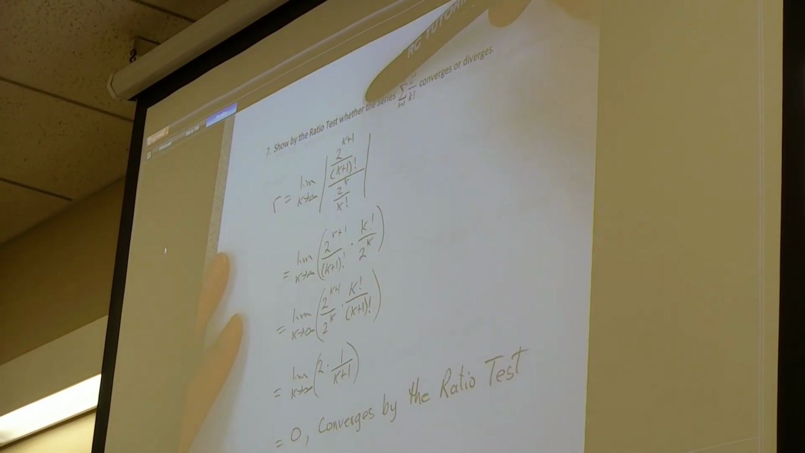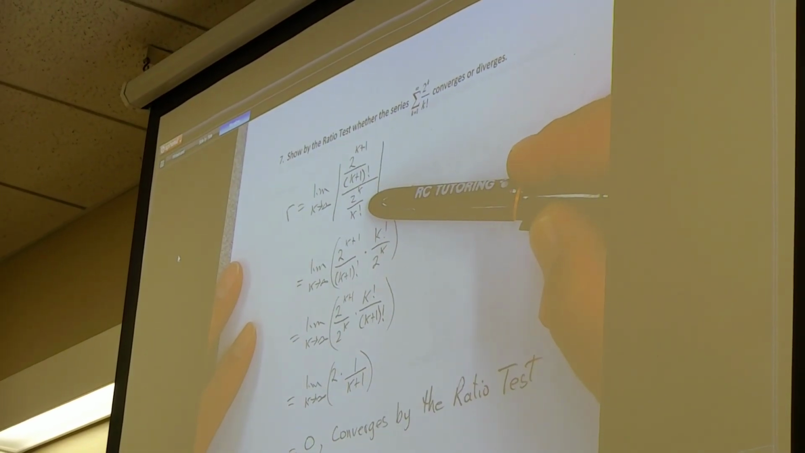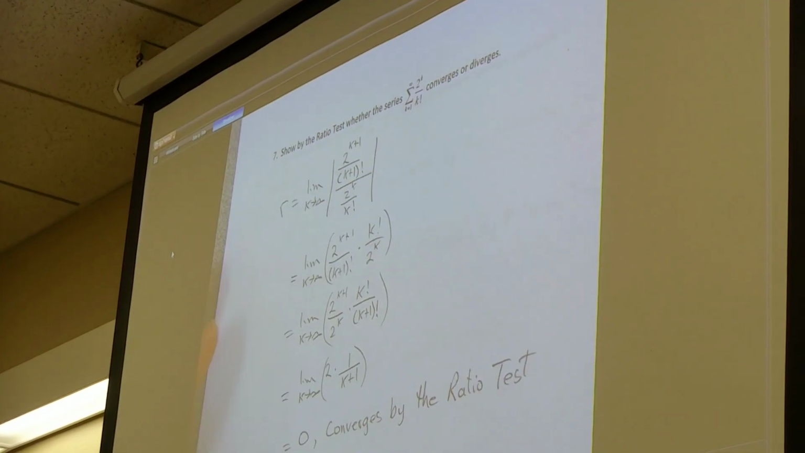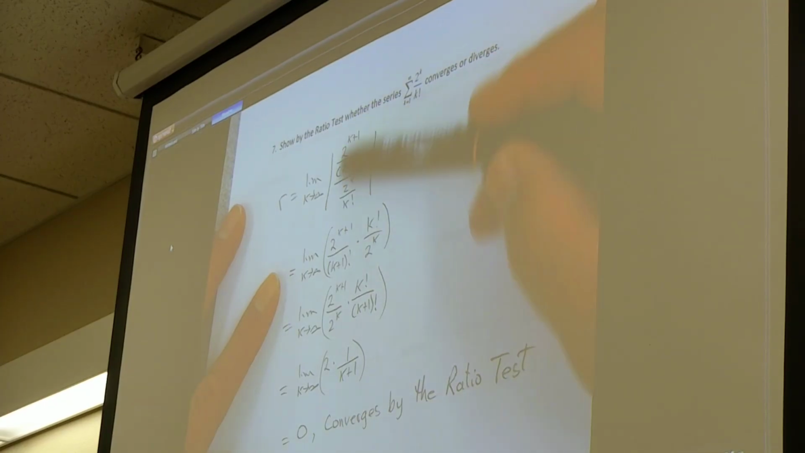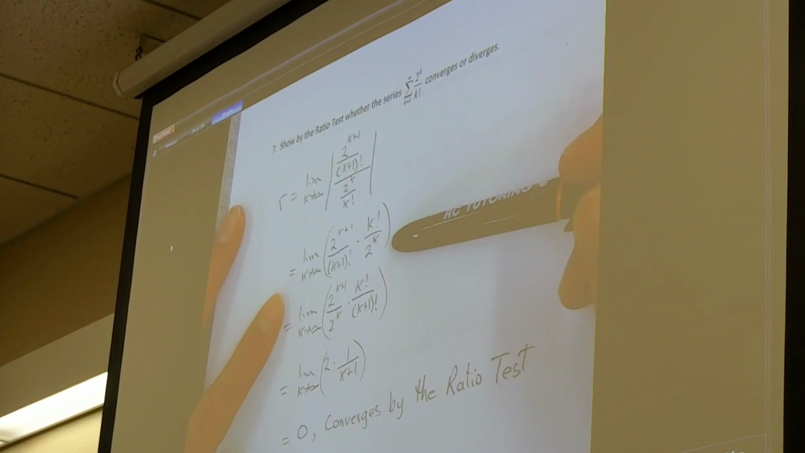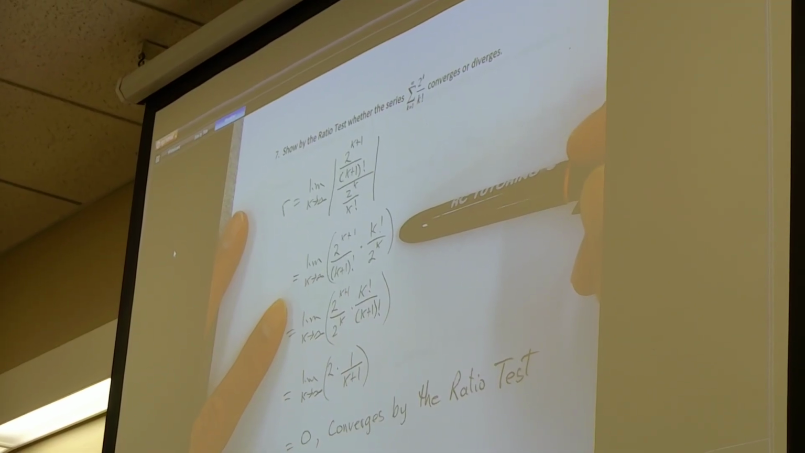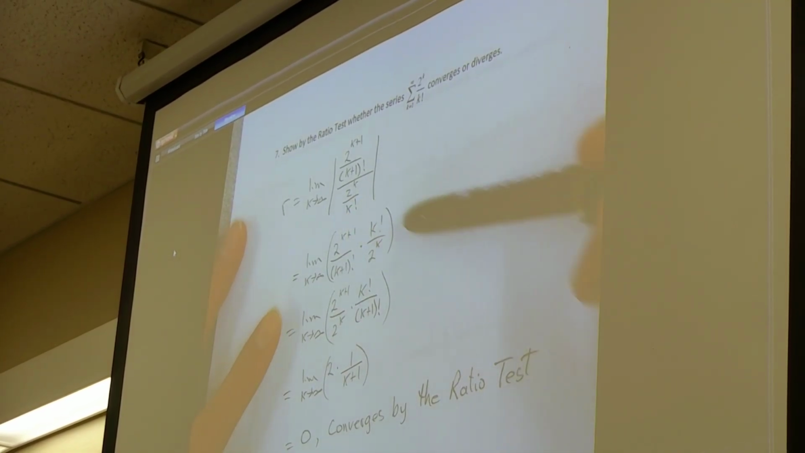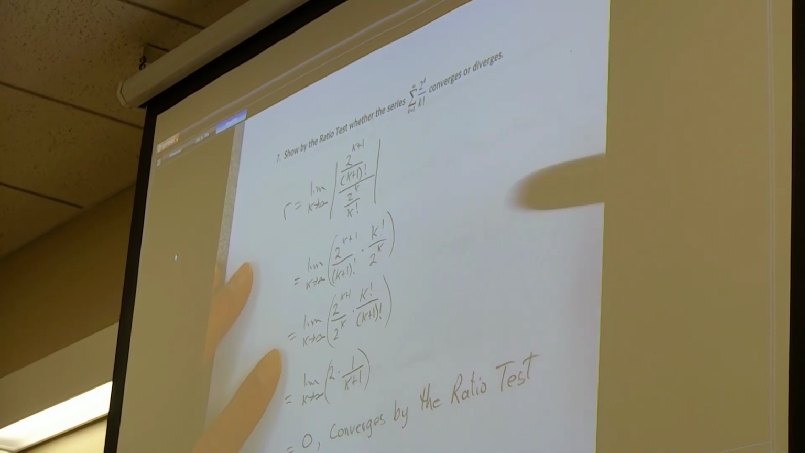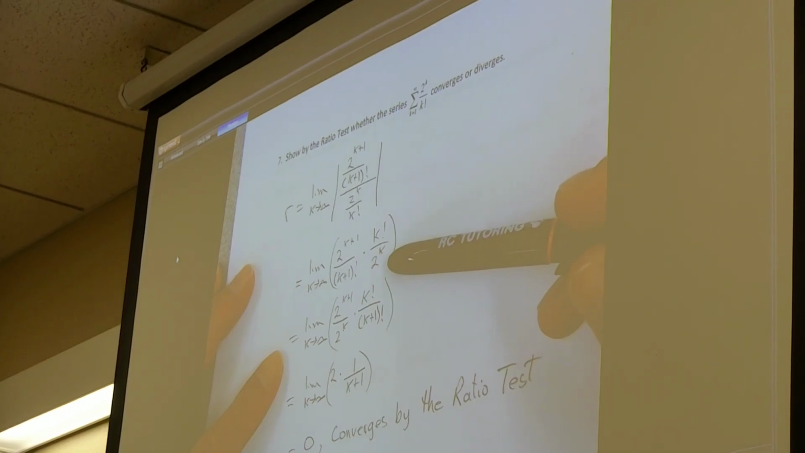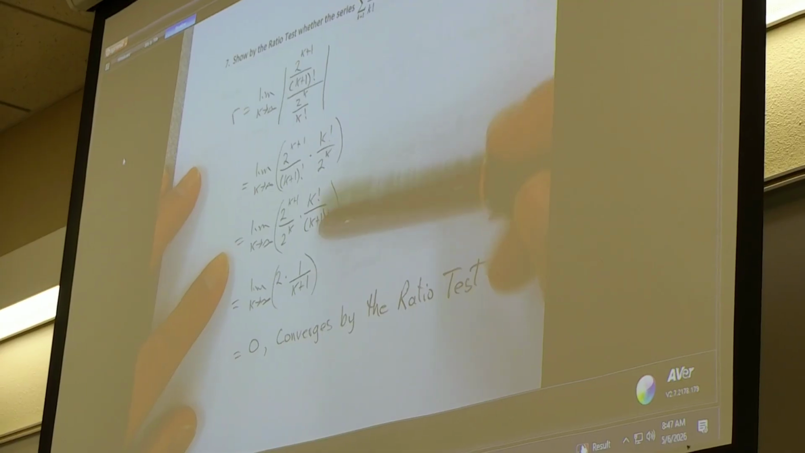Show by the ratio test. So we put the k plus 1 term on top, the k term on the bottom. Absolute value is not necessary because these will always be positive, so I leave it off here. And I multiply by the reciprocal. Then I rearrange. Not a required step, but I did it so you can see it. I just rearrange so that the 2 to the powers are with each other and the factorials are with each other.